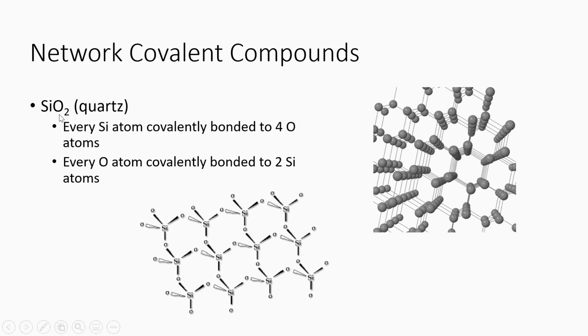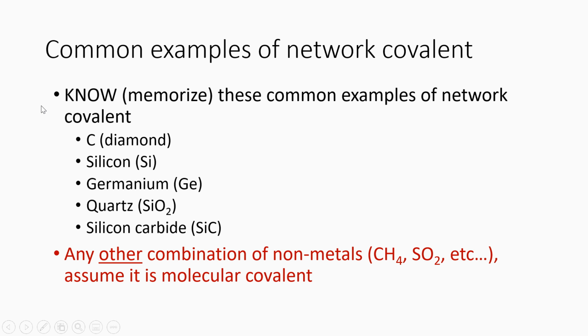So SiO2, you might look at that formula and think, oh, it's a molecule where you have an Si bonded to two O's. But that's not actually how it works. What you have is this huge network where every silicon is bonded to 4 oxygen atoms, and every oxygen is bonded to 2 silicon atoms, and it just kind of keeps going. It's like this endless pattern, and that's what your network covalent substances will look like. And some common examples of network covalent ones are ones to know, so memorize these common examples of network covalent compounds.